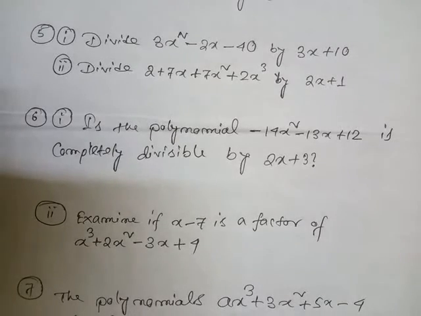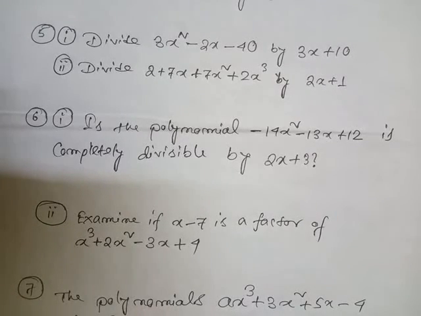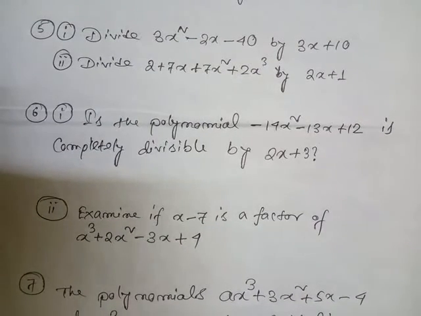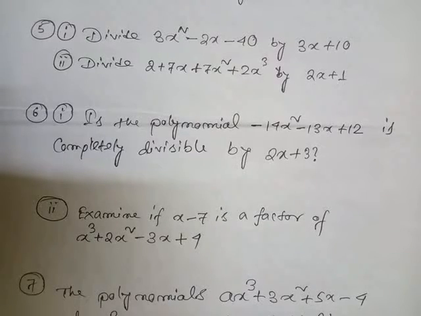Students, today we are going to solve exercise 2.3, class 9 general maths, question number 5. Look, there are two questions, 5 Roman 1 and 2, and both use the long division method. So we are going to solve question number 5 Roman 1 and 2. Let's have a look at how to solve this one.